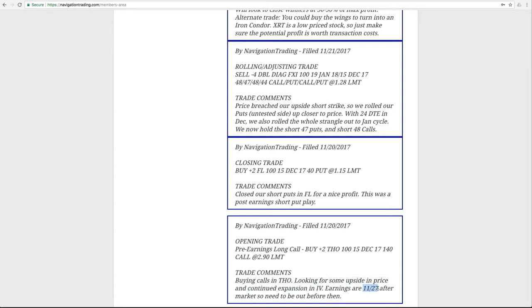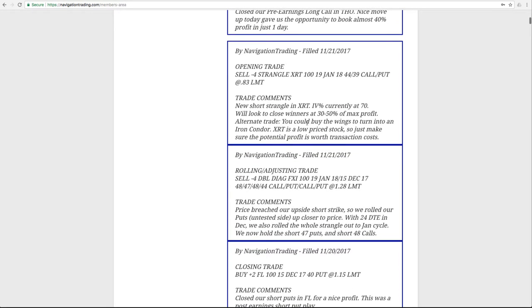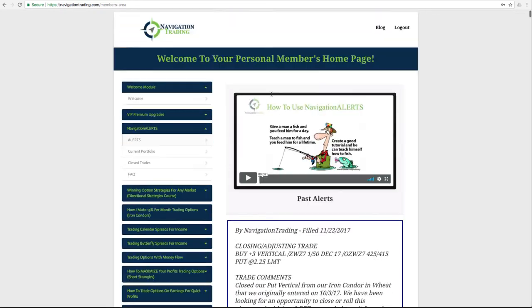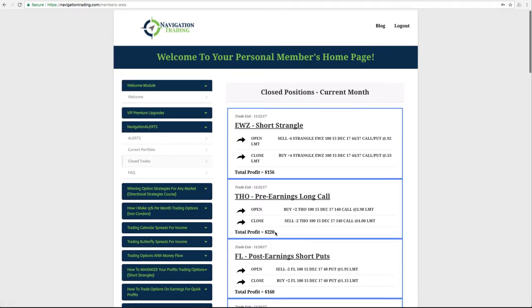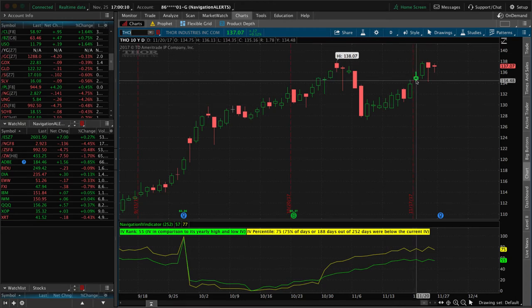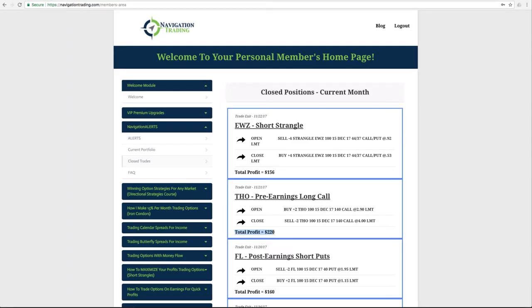We are only in this trade for 1 day. So you can see on the 21st, we ended up taking this off. Booked a profit of $220. If we go to our closed trades, $220 profit on that trade in just 1 day. So it worked out very nicely. If we take a look at the charts, we got in here on this day here, and the very next day it popped up, giving us a chance to exit for about 40% of profit in just 1 day. So that was a great trade.